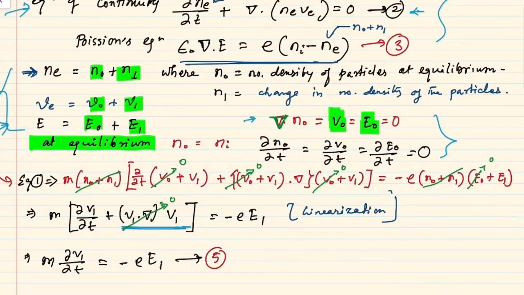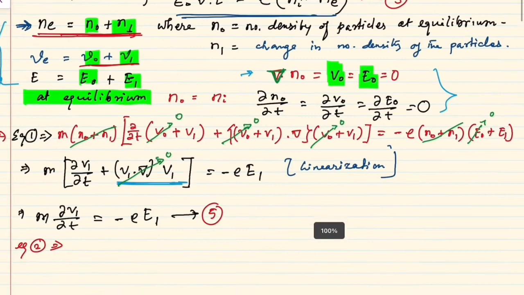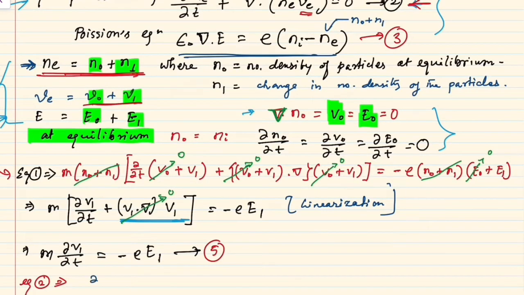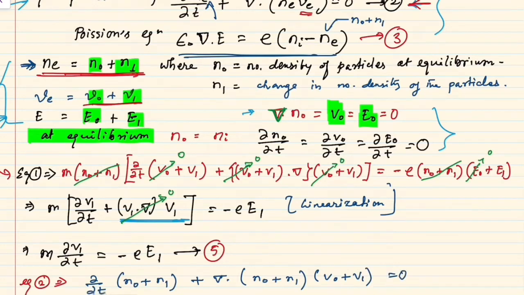Now similarly, from equation number 2, if you put NE equal to N naught plus N1, and VE equal to V naught plus V1, then from this second equation we will get del by del T of N naught plus N1, plus del dot of N naught plus N1 times V naught plus V1, is equal to 0.